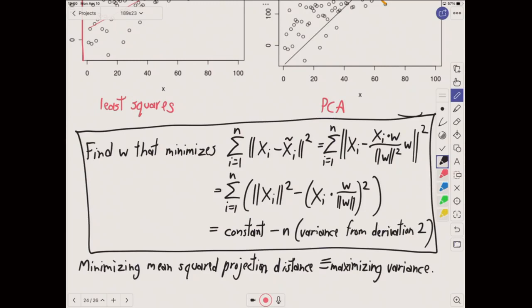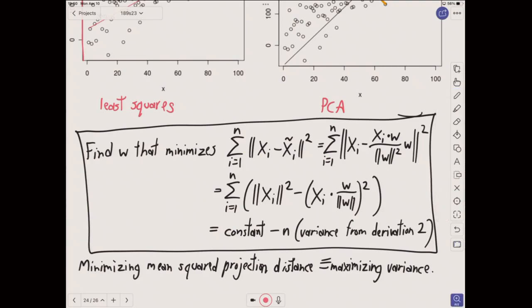Any questions about that? Yeah. How do you constrain to already chosen principal components, like when you're trying to find the second? Say that again?